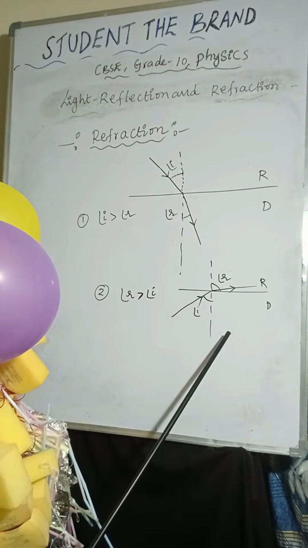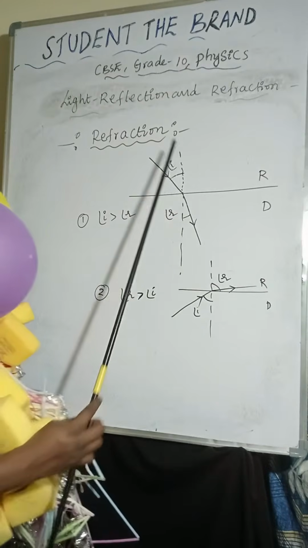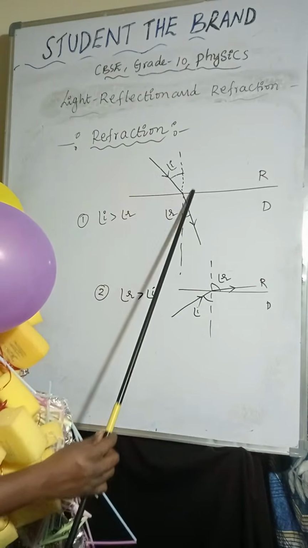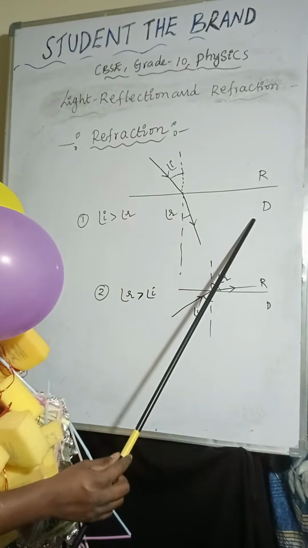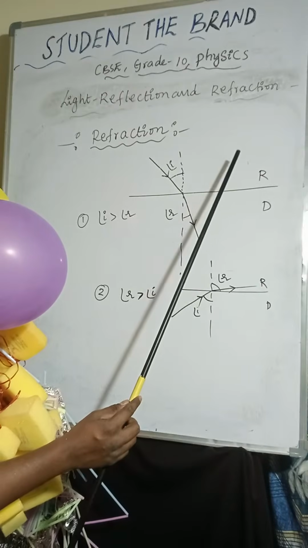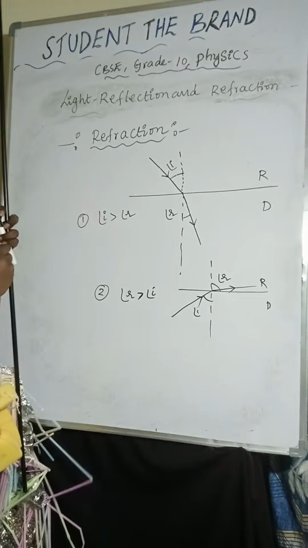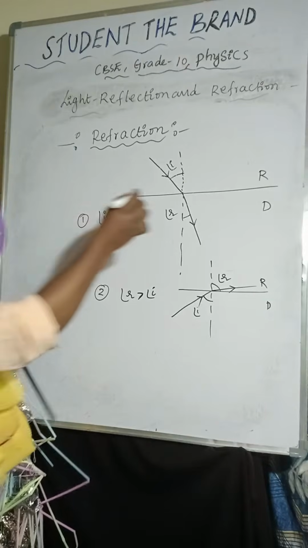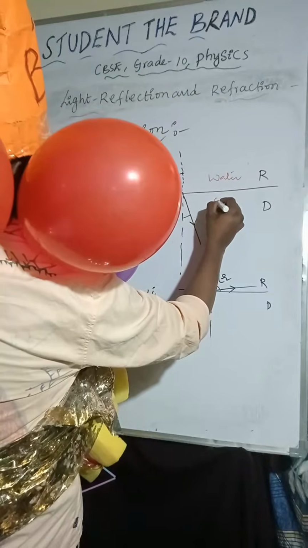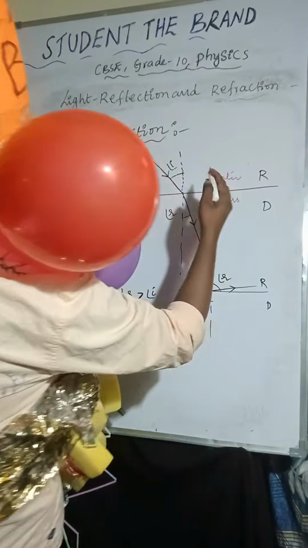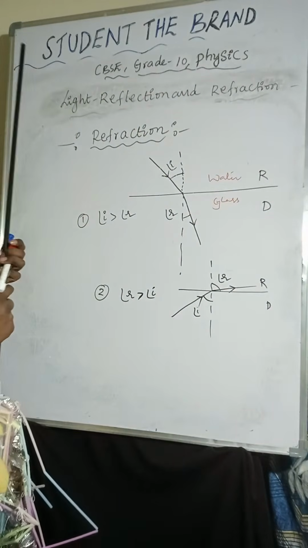So this is about refraction. The bending of the light ray at the interface of the two media is called refraction. Here this is a rarer medium and a denser medium. We can take, for example, water and glass. I am taking this as water and this as glass. We can take any medium, not only water and glass, but two different mediums.